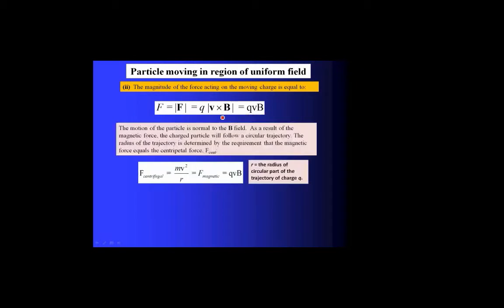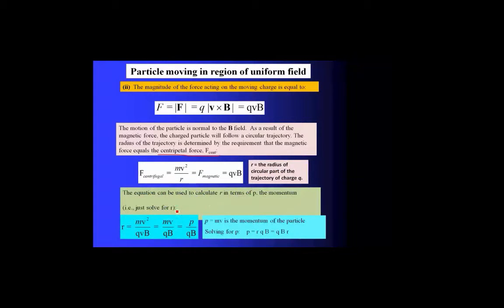Now the motion of the particle being normal to the B field results in circular motion with some radius r. And the radius we can calculate because we know that the magnetic force is equal to the centripetal force, F centripetal. If you remember what that is, it's mv squared over r. R is the radius of the circular part of the trajectory of the charge q.